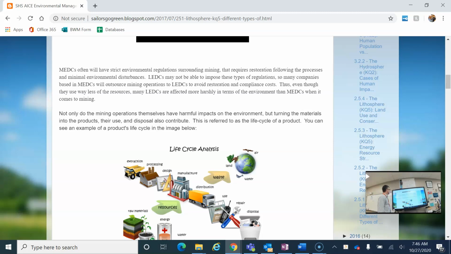LEDCs may not be able to impose these types of regulations, so many companies based in MEDCs will outsource their mining operations to LEDCs to avoid the cost of the environmental regulations.